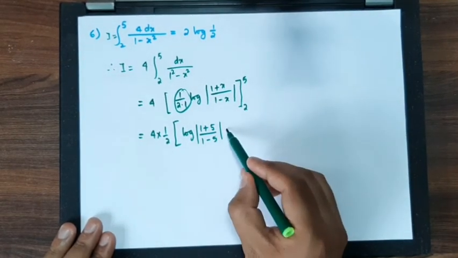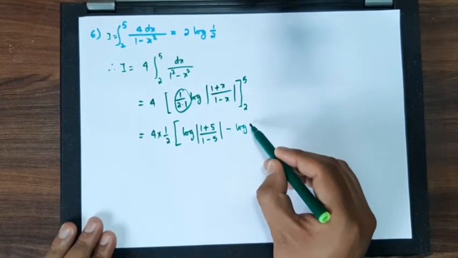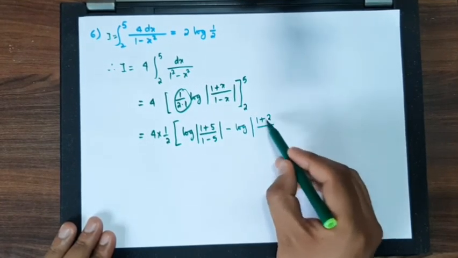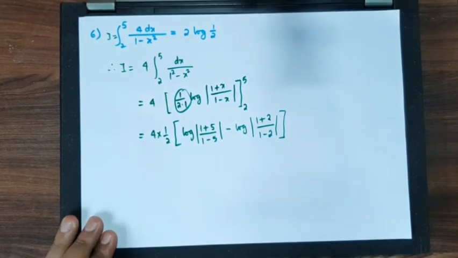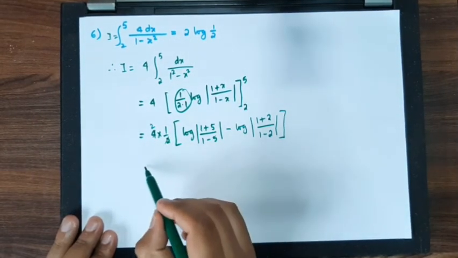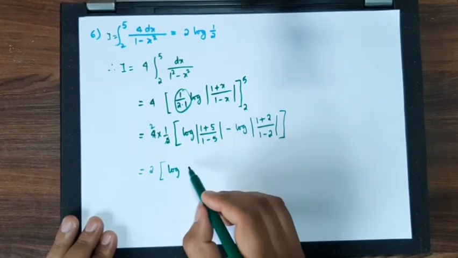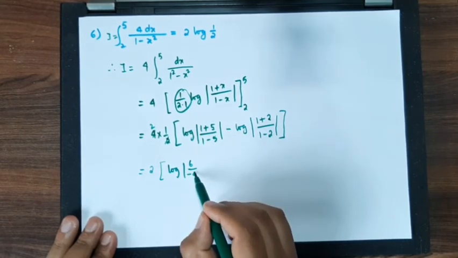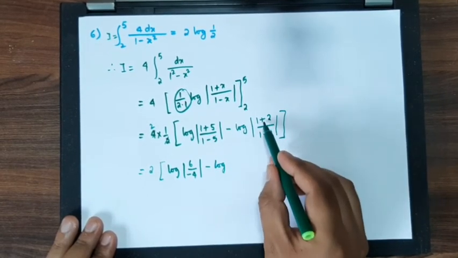minus log, how much is this? This is 1 plus 2, if I put the lower limit, divided by 1 minus 2. Let's simplify further. So we have 1 by 2, log of, how much is this? This is 6 by minus 4, minus, and how much is this? This is log of 3 by minus 1.